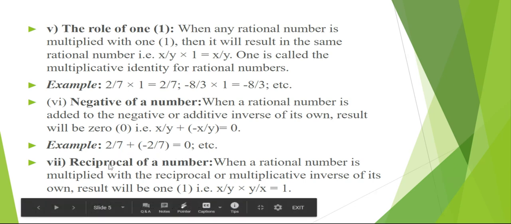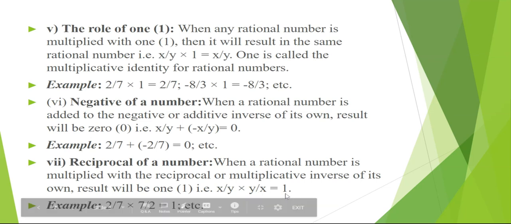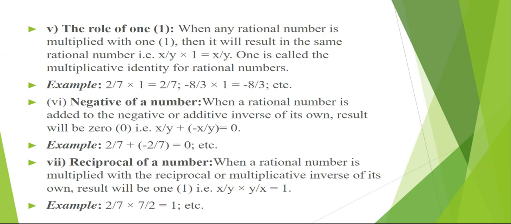Next, we'll learn about reciprocal of a number. When a rational number is multiplied with its reciprocal, or you can say its multiplicative inverse, the result will be 1. That is, x by y multiplied by y by x, the answer will be 1. There's an example of 2 by 7 when multiplied with 7 by 2 will give you 1. So basically, reciprocal and multiplicative inverse are one and the same thing.